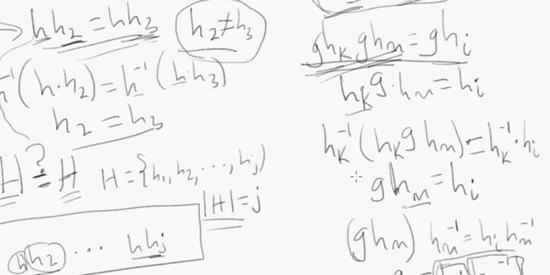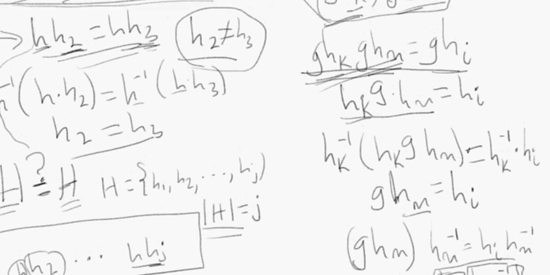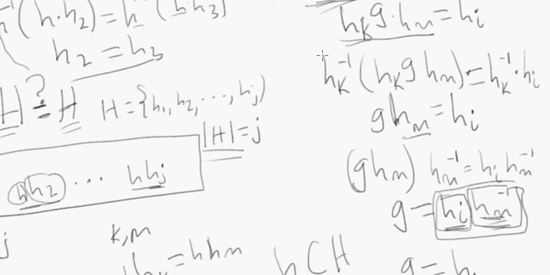Okay, but over here we could just multiply by G inverse. So we multiply on both sides by G inverse, and we end up with H sub K times G times H sub M equals H sub I. Okay, we know that to be true. So multiply both sides to the left by H sub K inverse. If we multiply this equation by H sub K inverse, we end up with H sub K inverse times H sub K times G times H sub M, and so on.